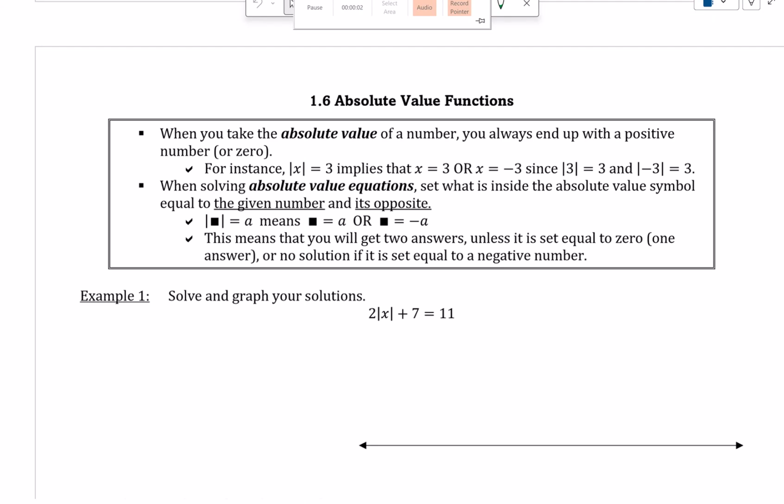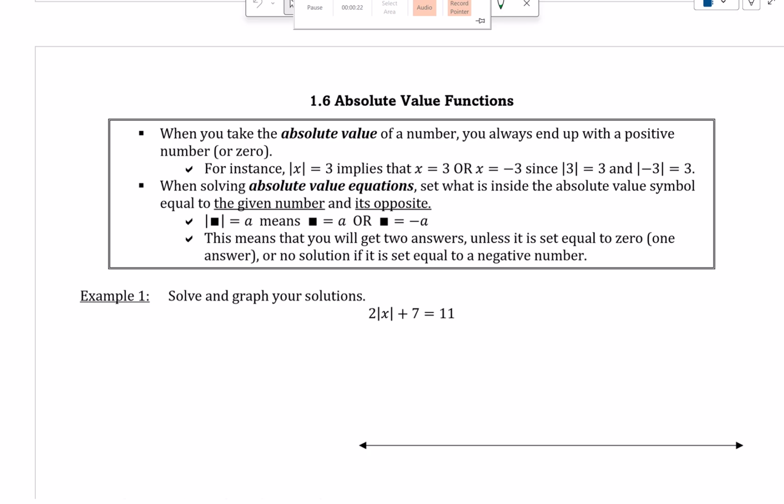All right, so we're going to talk about absolute value. When you take the absolute value of a number, you always end up with a positive. Absolute value is actually distance. So it doesn't matter if I go backwards 3 feet or forwards 3 feet, I've gone a distance of 3 feet either way, even though technically we signify backwards as like a negative.